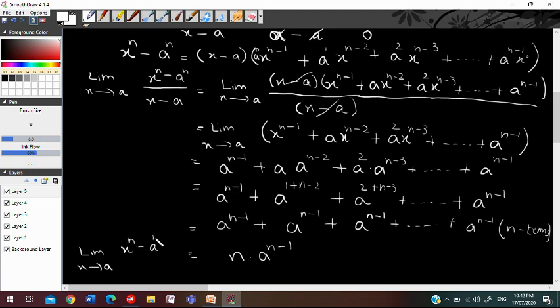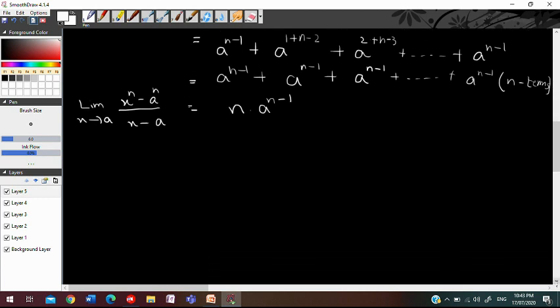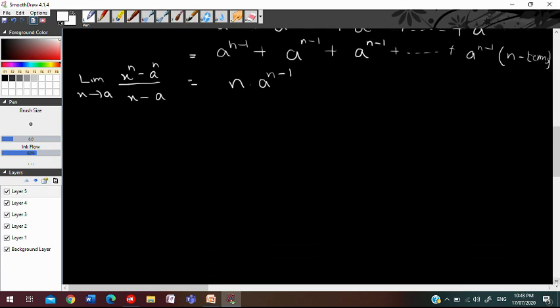proving here. The limit of (x^n minus a^n) divided by (x minus a) is equal to n times a^(n-1). This is a very important part which frequently comes in your paper, and now we are going to solve case 2 of this question. The first case which we have solved was for n a positive integer, but now in case 2 we discuss when n is a negative integer.